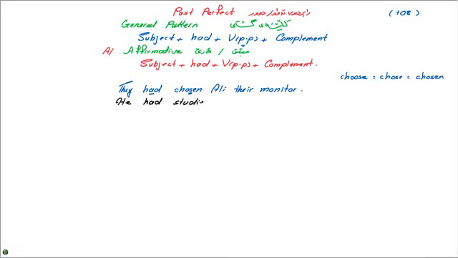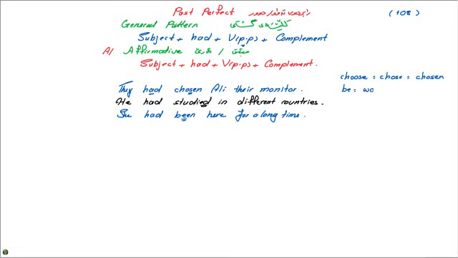Or we can say he had studied in different countries. He had studied. Studied is a regular verb, the ed will be the past participle. Or we can say she had been here for a long time. She had been here. Had plus been. Been is the past participle of the verb to be. Be, when we change it to past, becomes was or were. For the past participle, we have been.